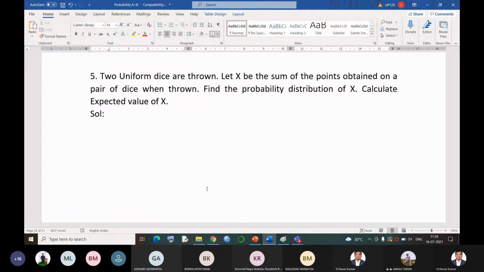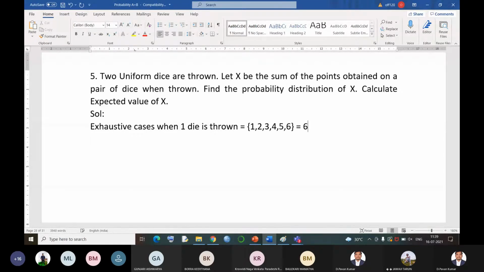Two uniform dice. First of all, let us write the exhaustive cases when one die is thrown. We have the number of cases starting from 1 to 6: 1, 2, 3, 4, 5, and 6. So the total number of exhaustive events is 6, that means 6 power 1.